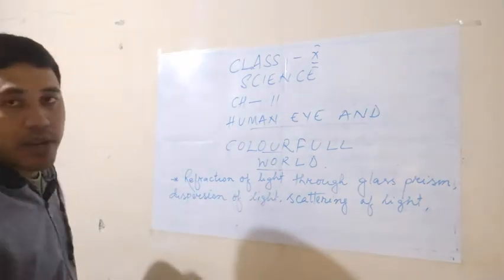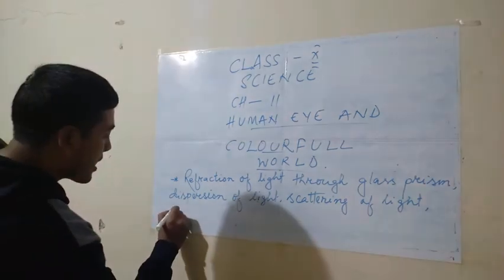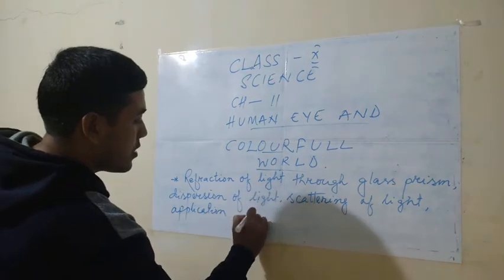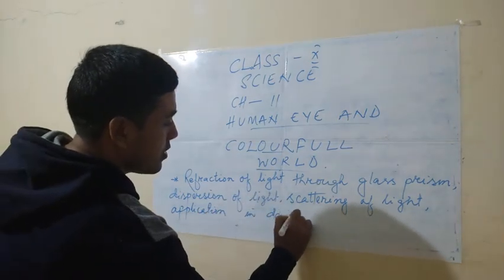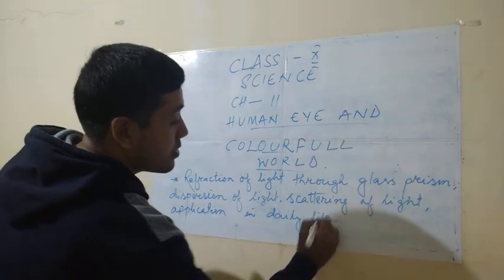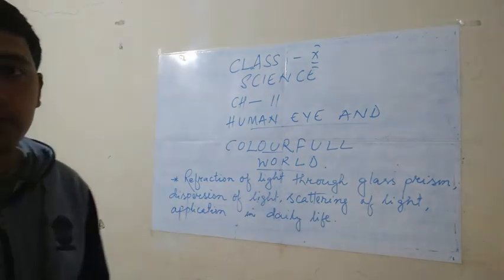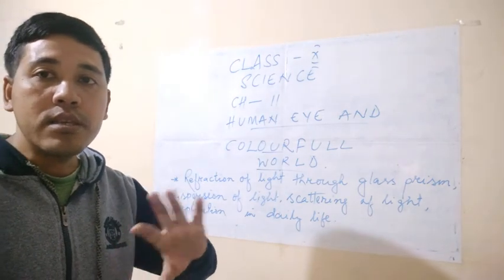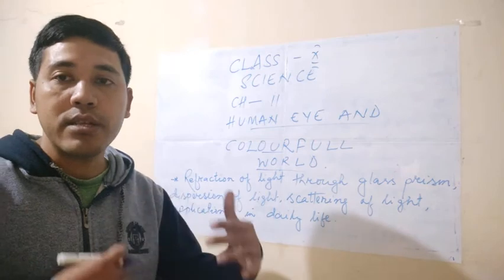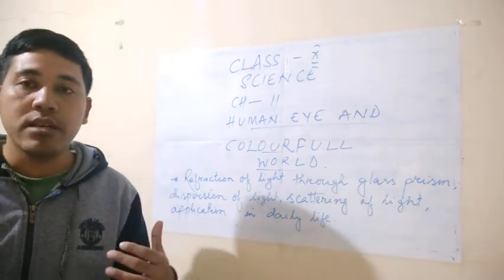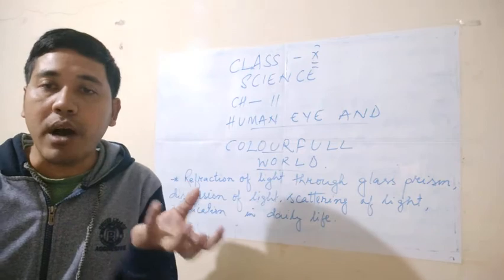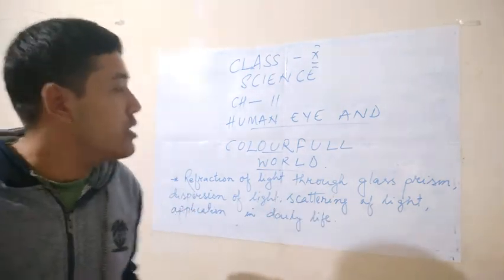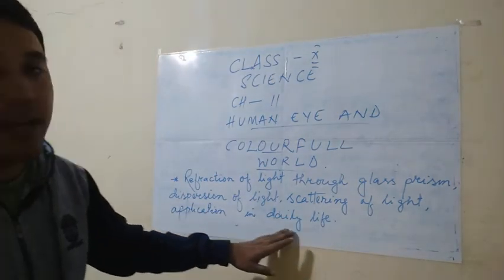dispersion or scattering of light in our daily life, that is, application in daily life. Applications like formation of rainbow, twinkling of stars, and the positions of the sun. We know that the color of the sun during the early mornings and the late evening looks reddish. That is all included inside the application in daily life, okay.